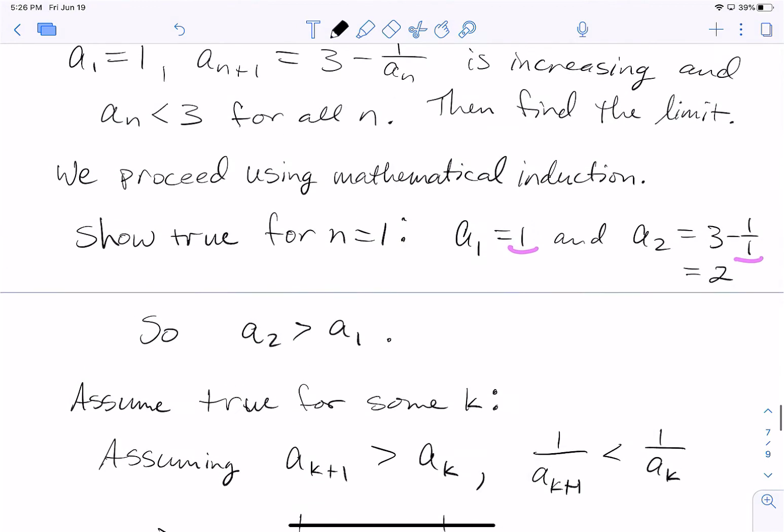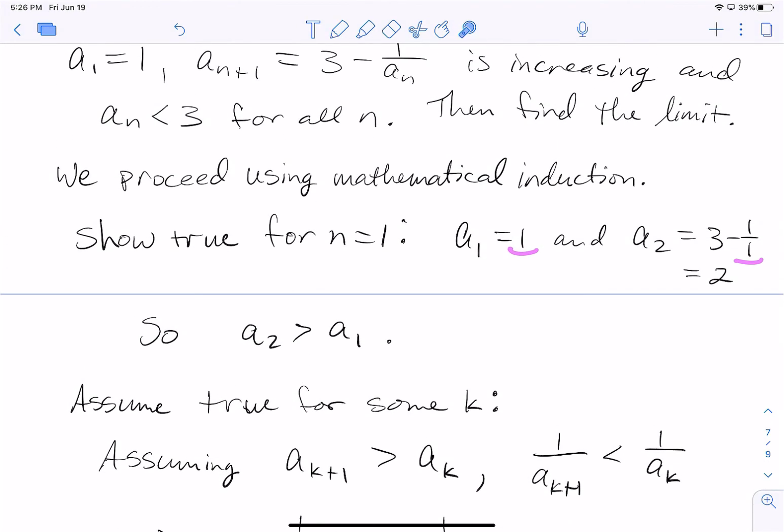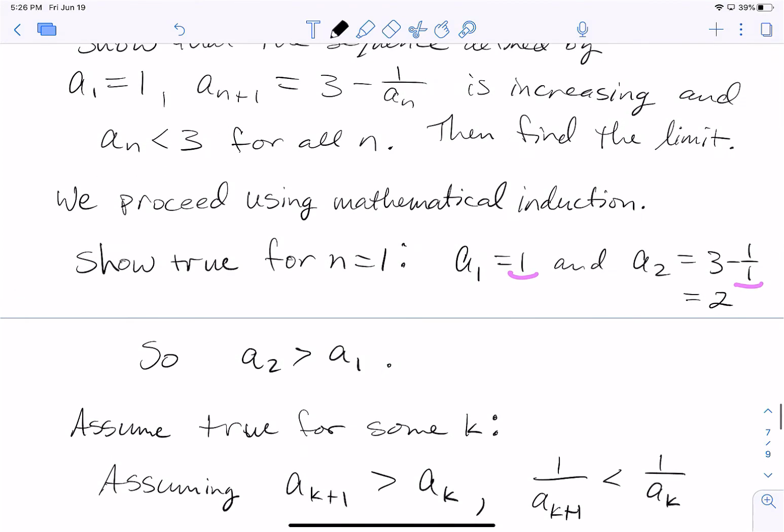Now we go to the next part. The next part is show that a sub n is less than 3 for all n. Oh, let me go back to one thing.